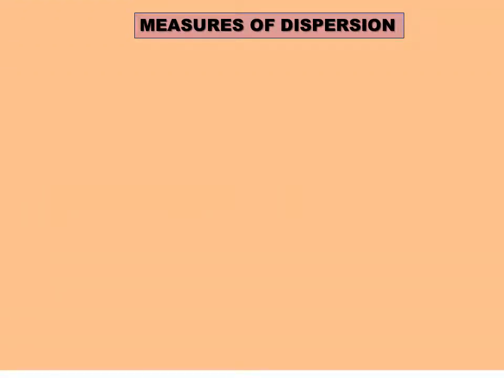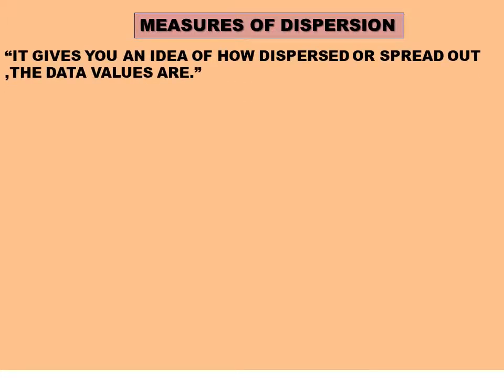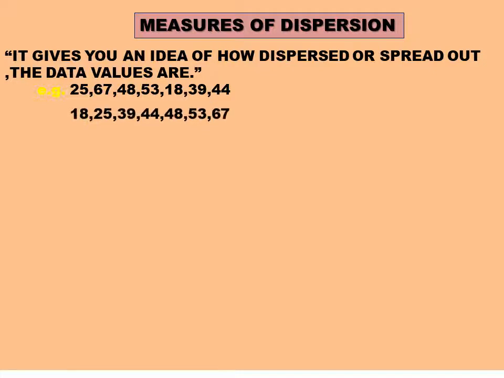Now we will see the measures of dispersion. There are mainly four, or you can say 5 measures of dispersion. One is actually a part of the other, so mainly 4. So what is a measure of dispersion? As I told you, it gives you an idea how dispersed or spread out your data values are. So if I take an example like 25, 67, 48, 53, 18, 39 and 44, these are 7 numbers, and I have to find the measures of dispersion.